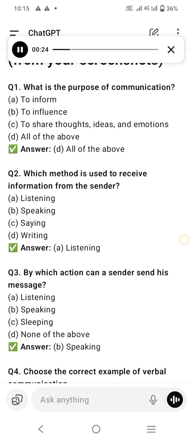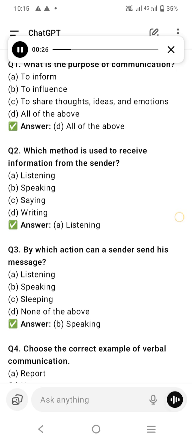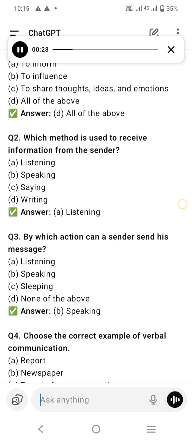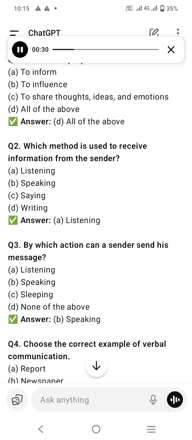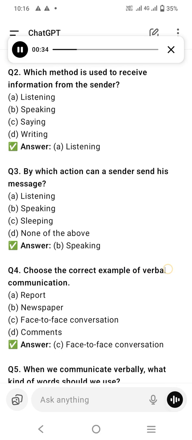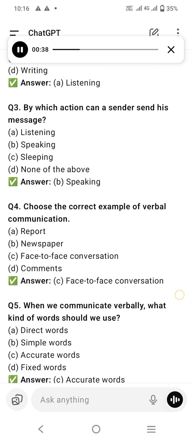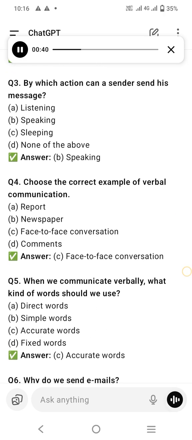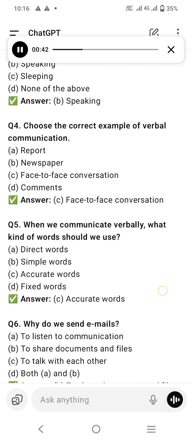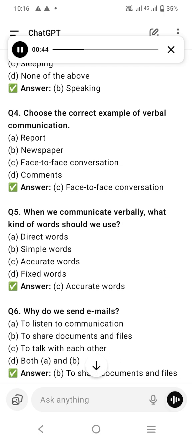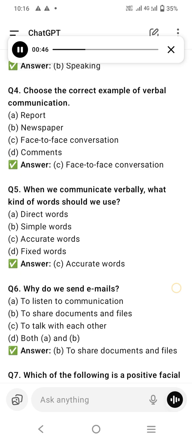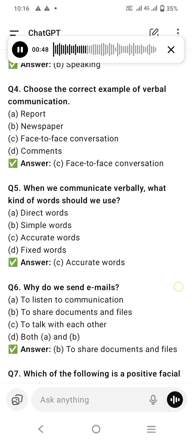Q2. Which method is used to receive information from the sender? A. Listening. B. Speaking. C. Saying. D. Writing. Answer. A. Listening. Q3. By which action can a sender send his message? A. Listening. B. Speaking. C. Sleeping. D. None of the above. Answer. B. Speaking. Q4. Choose the correct example of verbal communication. A. Report. B. Newspaper. C. Face-to-face conversation. D. Comments. Answer. C. Face-to-face conversation.